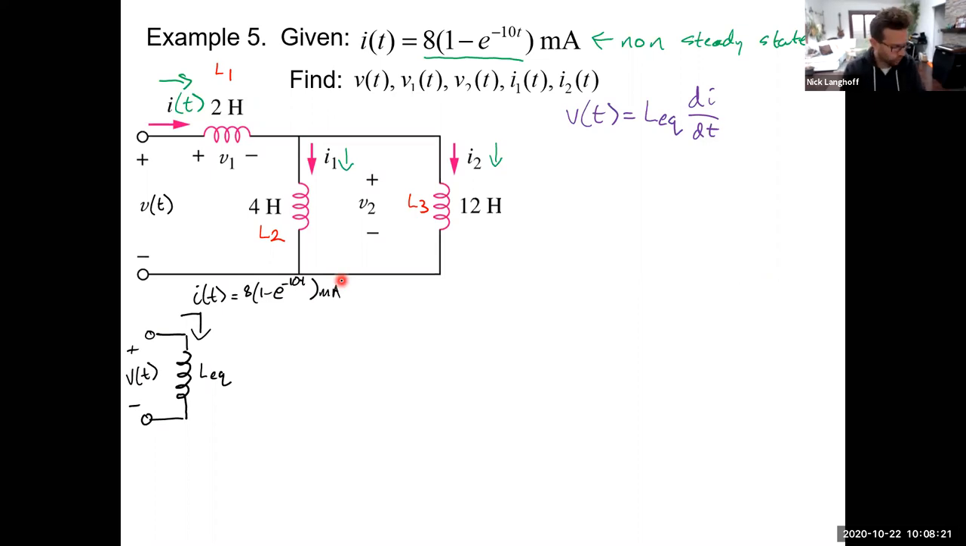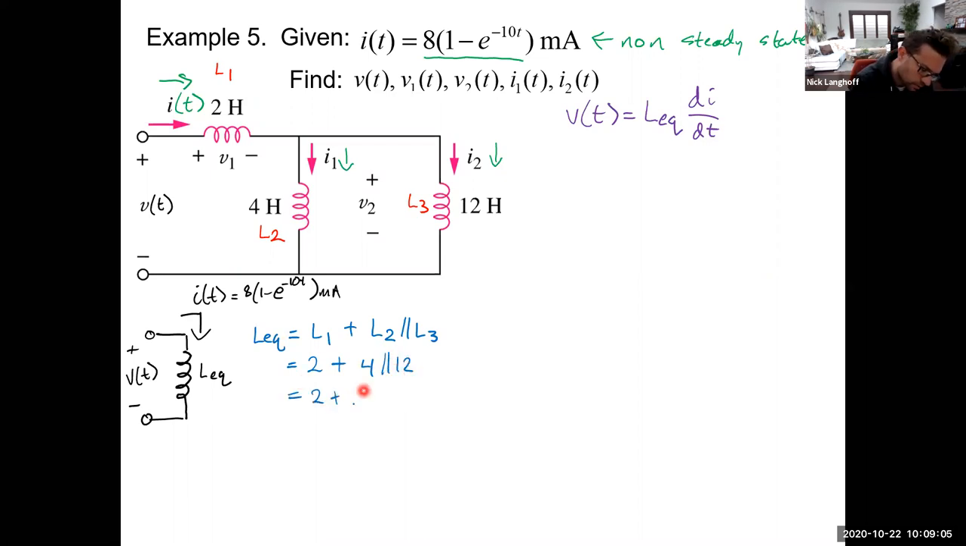Okay, so then what we need to do is find L equivalent. Remember, inductors add just like resistors do. So this is going to be 2 Henries plus the parallel combination of the 4 Henry L2 and L3. We can write it in terms of the inductances: L1 plus L2 parallel L3. That's the equivalent inductance here. So this is the 2 Henry plus 4 parallel 12. 4 parallel 12 is 3 Henries. And so L_EQ is equal to 5 Henries.